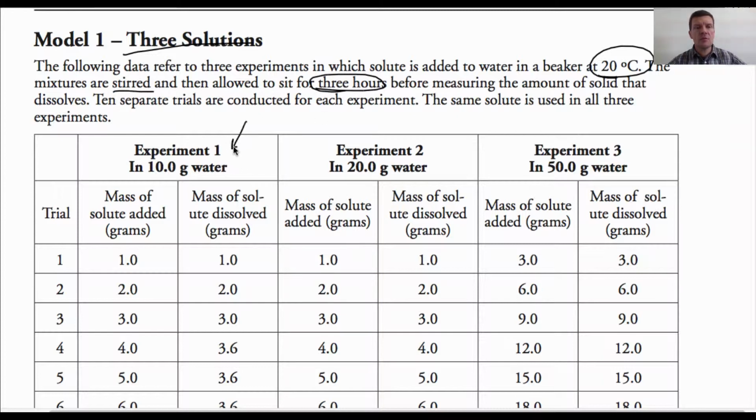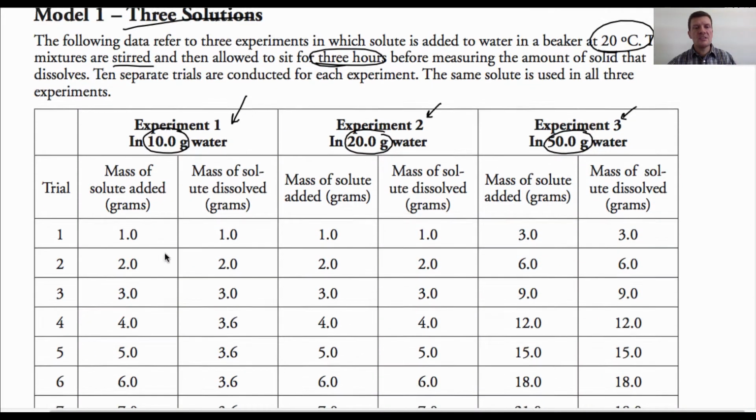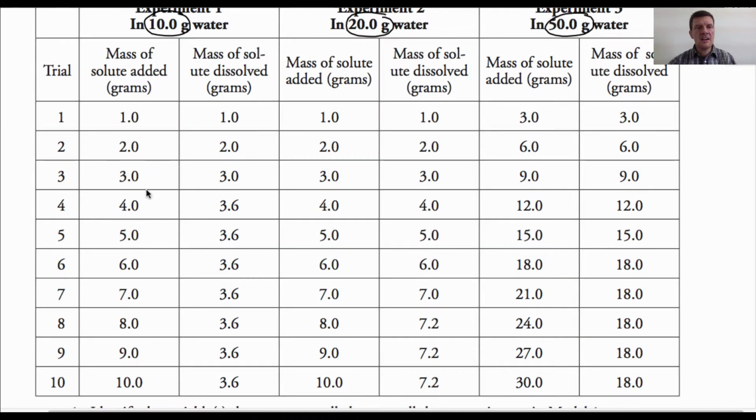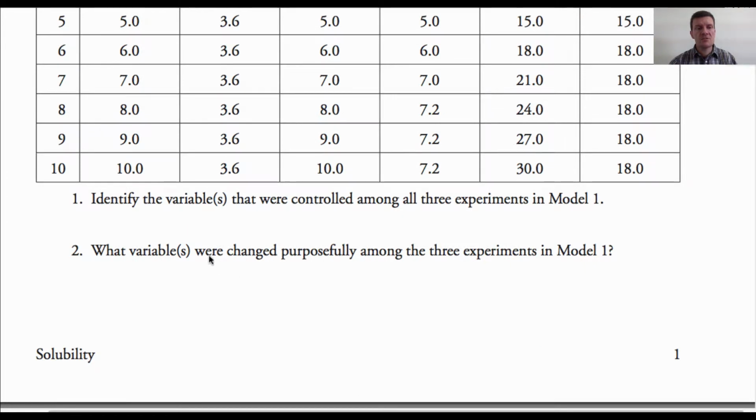And then we have here in experiment 1, you're adding it to 10 grams of water, experiment 2, 20 grams of water, experiment 3, you're adding it to 50 grams of water, and we're doing 10 trials for each of them. Okay? And you're adding varying amounts of the solute. 1 gram, then 2, then 3, etc., up to 10, and you're doing that for each of the water quantities, 10 grams, 20, and 50. So let's answer some of these questions.